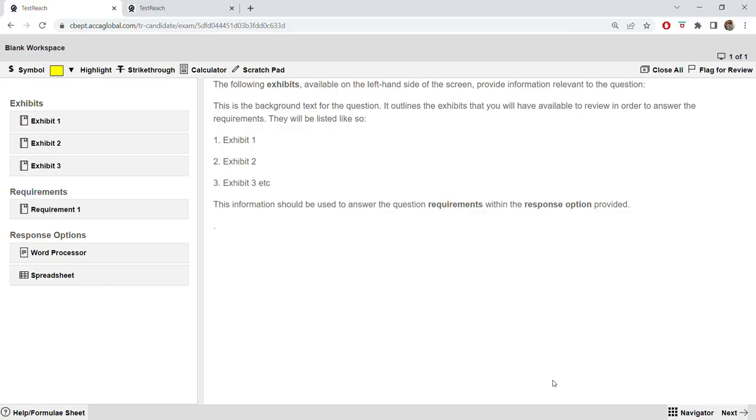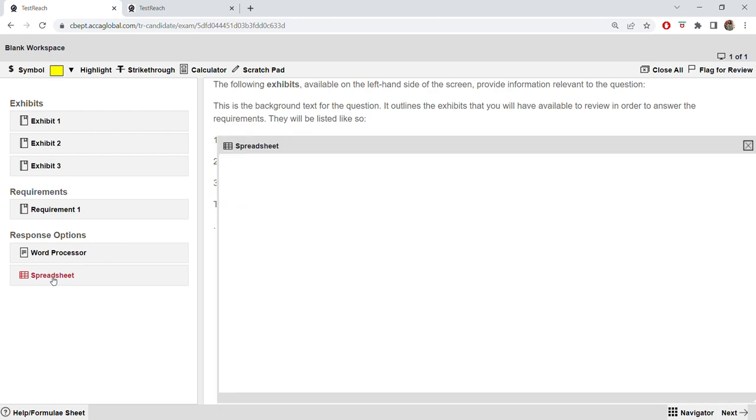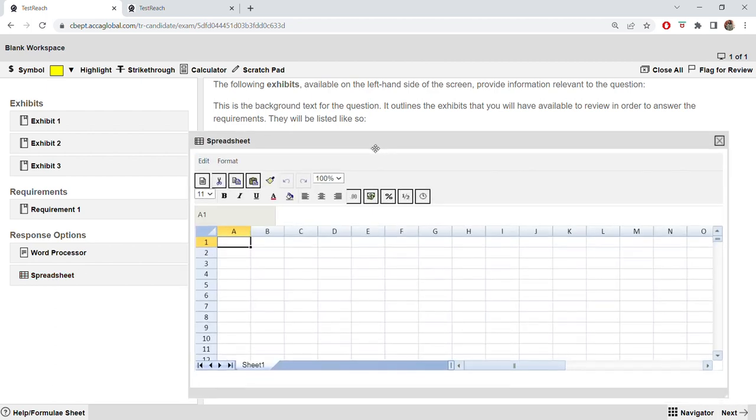So now we are on the Excel. We are on the CV platform. And here from the response options, open the spreadsheet. And now let's start with test understanding 6. So your starting point is, you first have to decide how many columns you need.